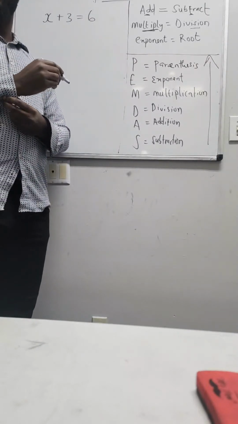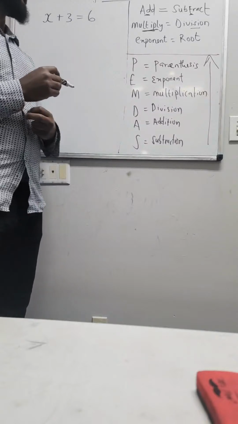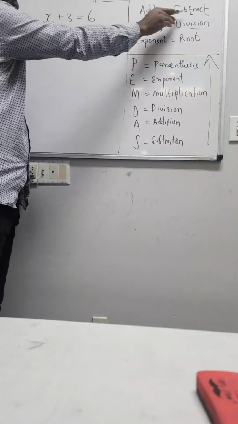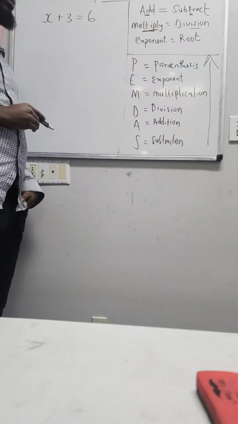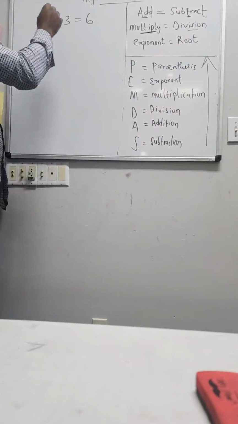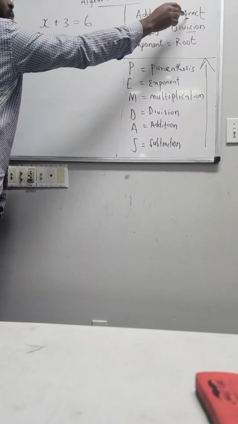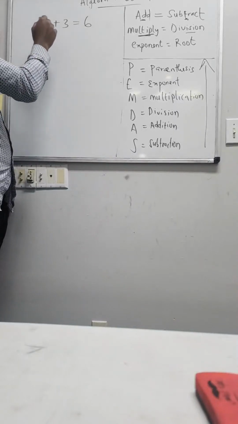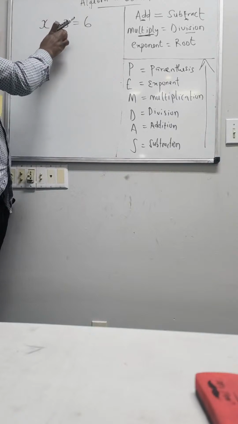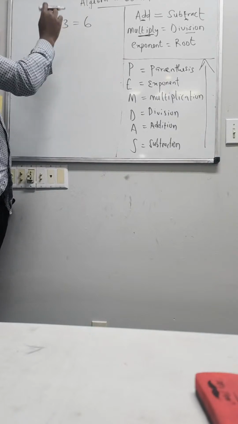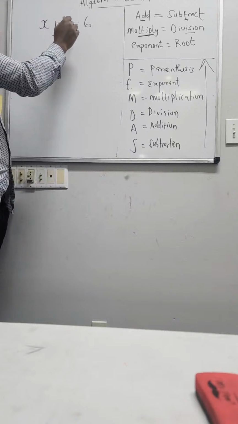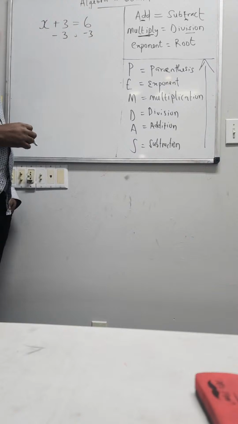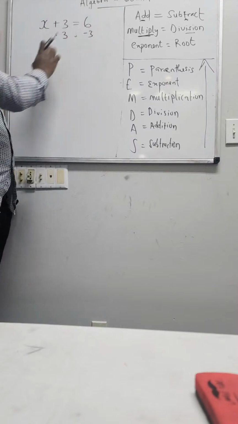x plus 3 equals 6. Now, if you look at this, this is addition and subtraction. So we are having addition, you can use subtract. Here, you subtract the value that is with your x, which is minus 3, minus 3 to both sides. So you subtract 3 from both sides.